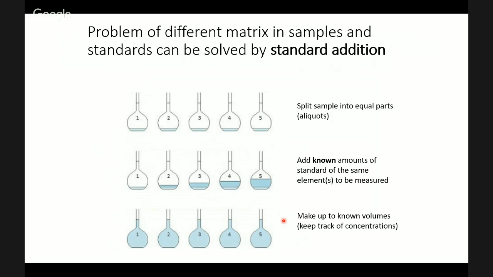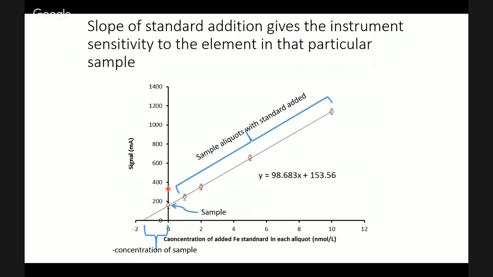So we now know that this one should have less concentration than this one. This one should have more concentration than this one, because we know that we've added more of that element in. So this is what we get. If we were to measure those, this is our sample that we haven't added anything to, and we'll get some signal for that.